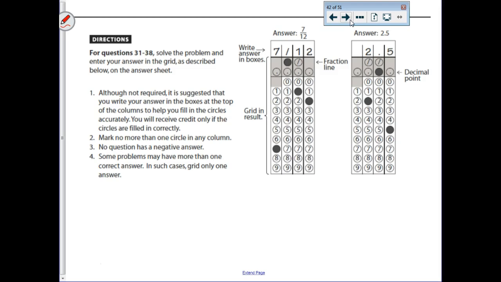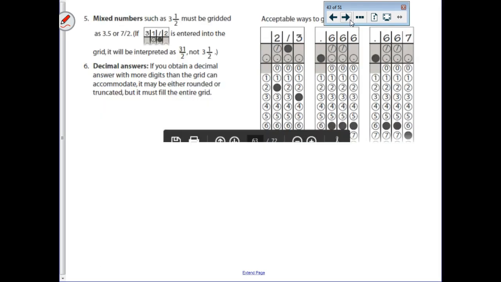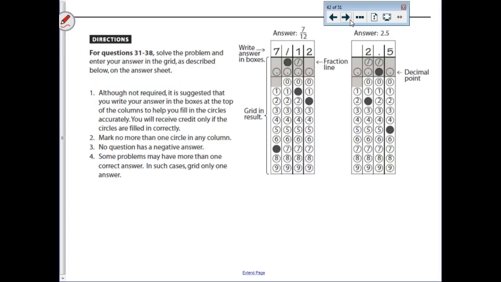So, my friends who haven't... Did you go too far? It's not all the way to the back. There's some blank weirdness in the back. It'll be question 31 is where it starts. So, there's going to be some gridded response here.